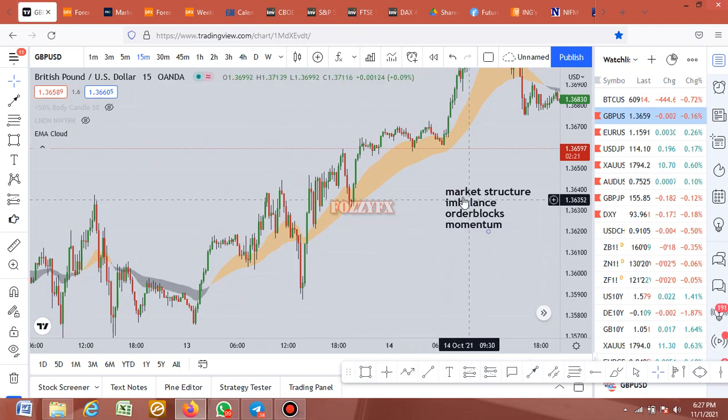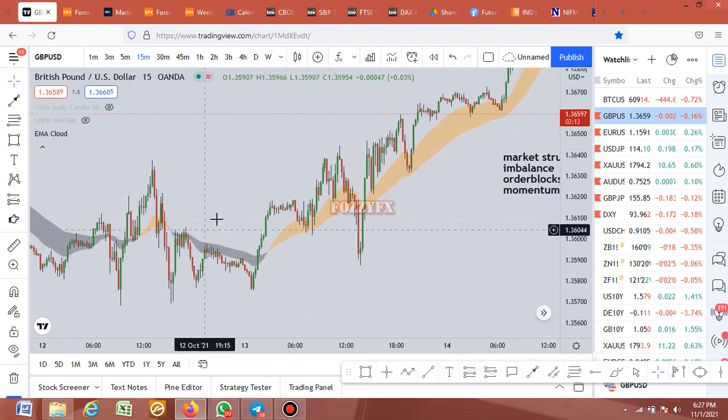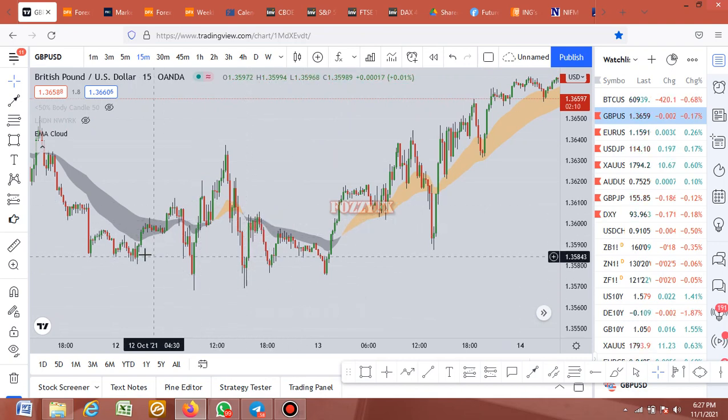Before I show you how this strategy works, I noticed that a lot of traders, institutional traders, don't know which order block to hold. Like, which order block should I be taking? This order block? That one? They don't know which particular order block they should be focusing on.